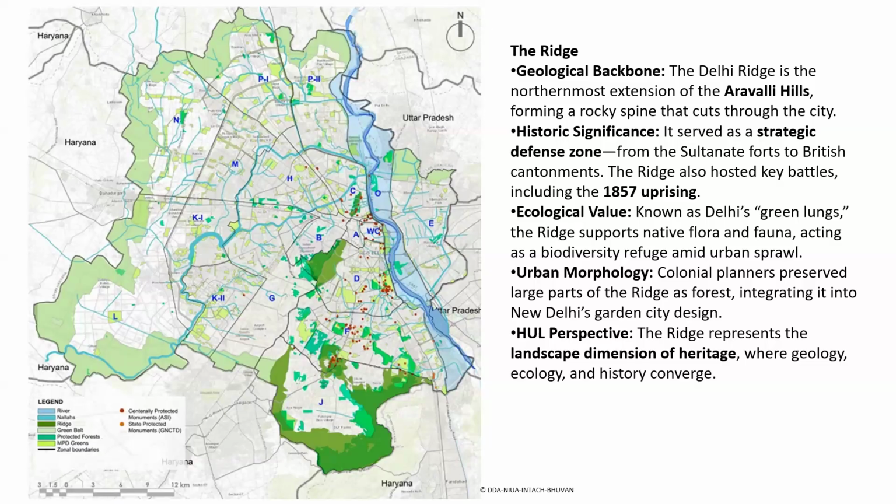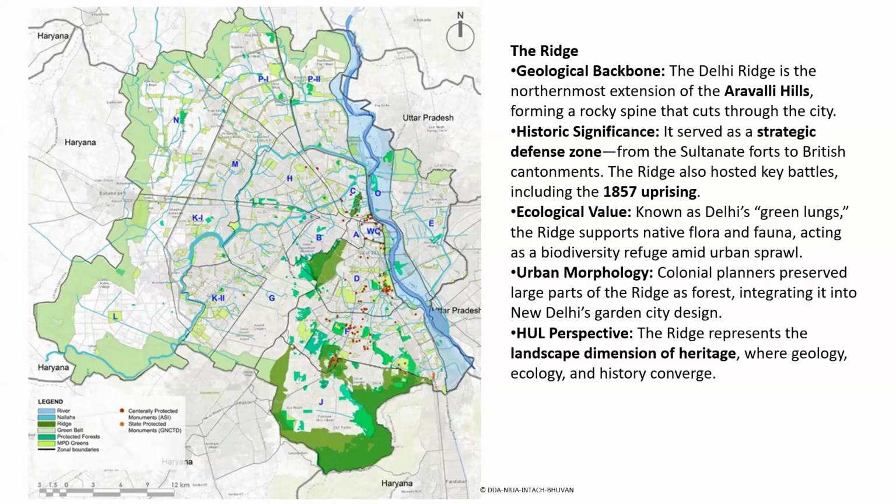Colonial planners preserved large parts of the ridge as forests. As you can see from the legend, you will see green belt, protected forest. MPD green is the master plan greens, and then we have the zonal boundaries. You also see red dots, which are the centrally protected monuments. These are monuments of national importance, under the ASI, the Archaeological Survey of India. And then we have the state protected monuments, which are protected by the states, in orange. But you also see the concentration more along the river and south.